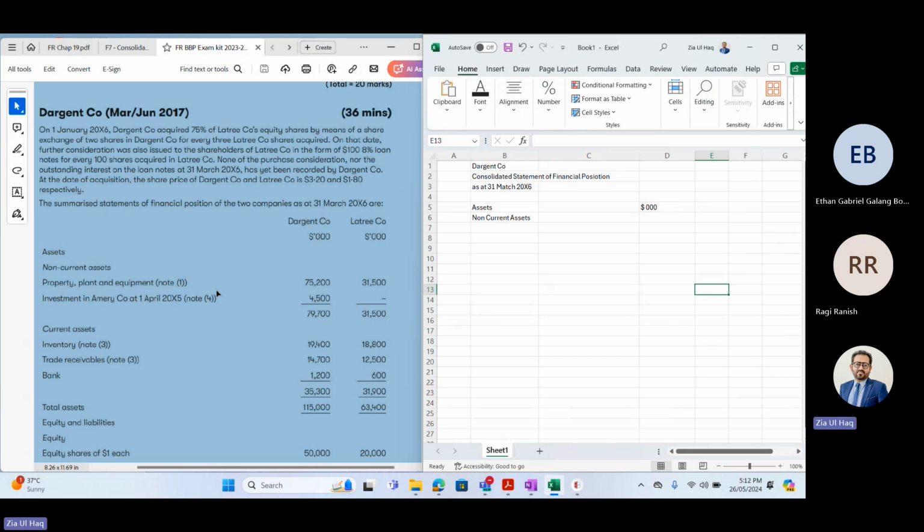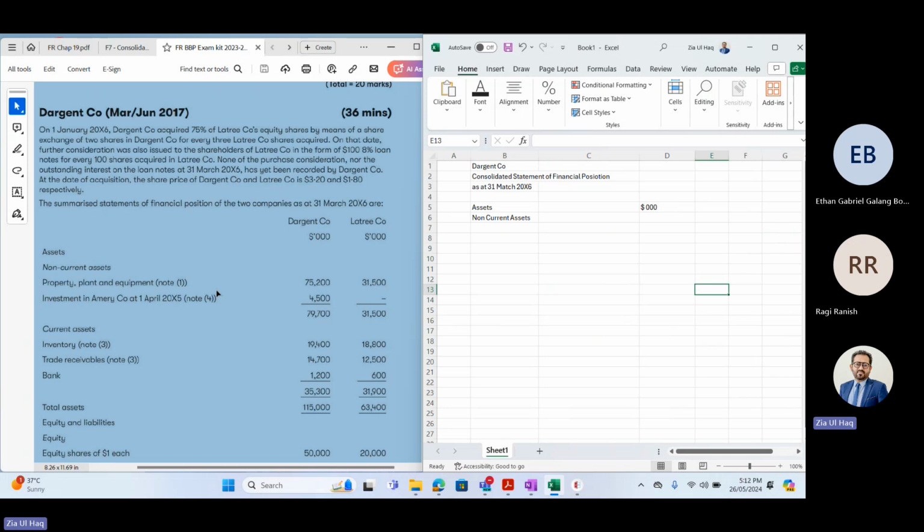At the date of acquisition, the share price of Dargent company and Latry company is $3.2 and $1.8 respectively. Who is giving shares to whom? Parent is giving shares to subsidiary. And in share consideration, we need the share price of which company, parent company or subsidiary? Parent company.